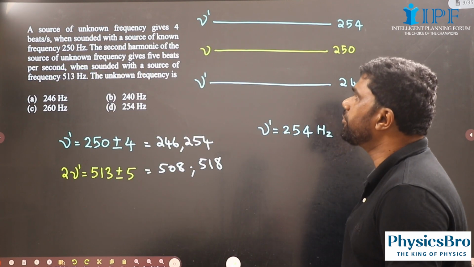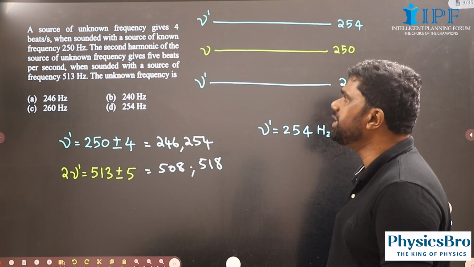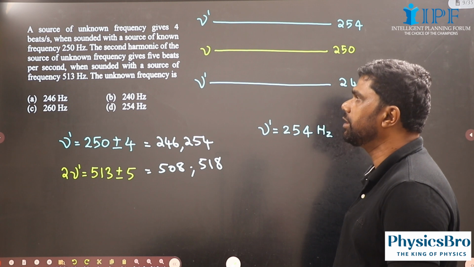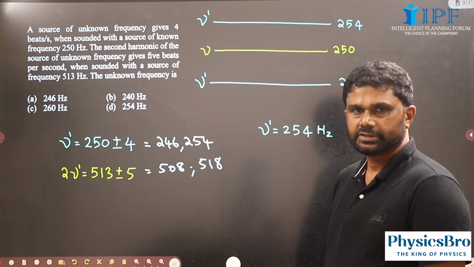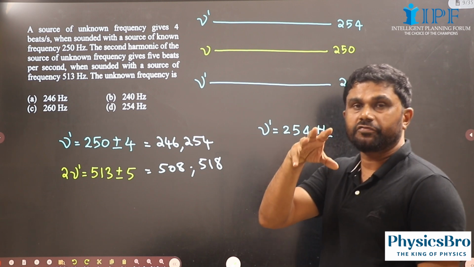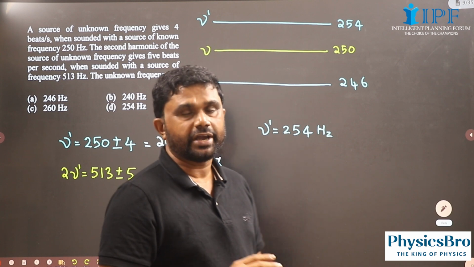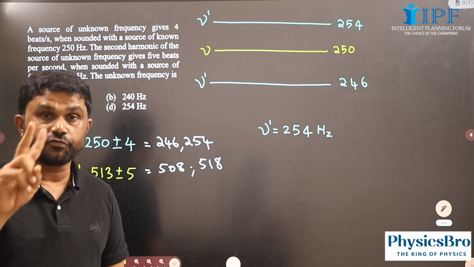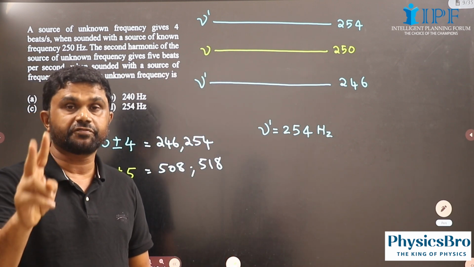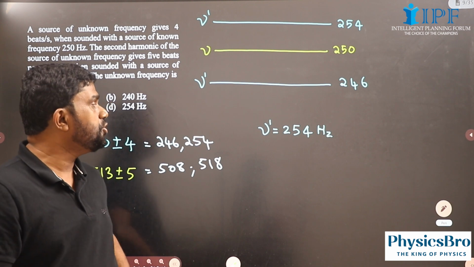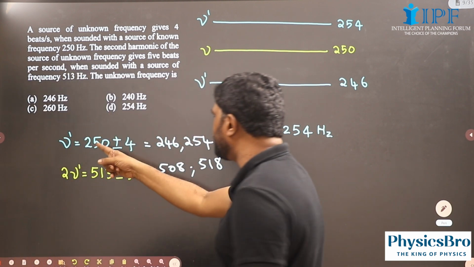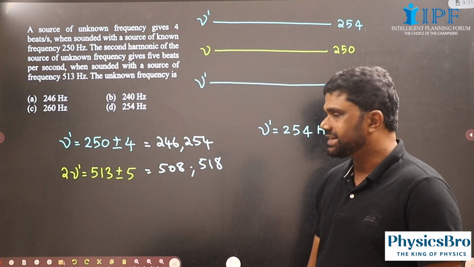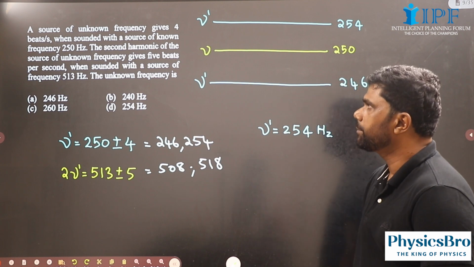Now a source of unknown frequency gives 4 beats when sounded with a source of frequency 250 Hertz. So the known frequency is 250. When it is sounded with another source, 4 beats will be produced. So the difference is 4. So nu dash can be 250 plus or minus 4, means it can be 246 or 254.